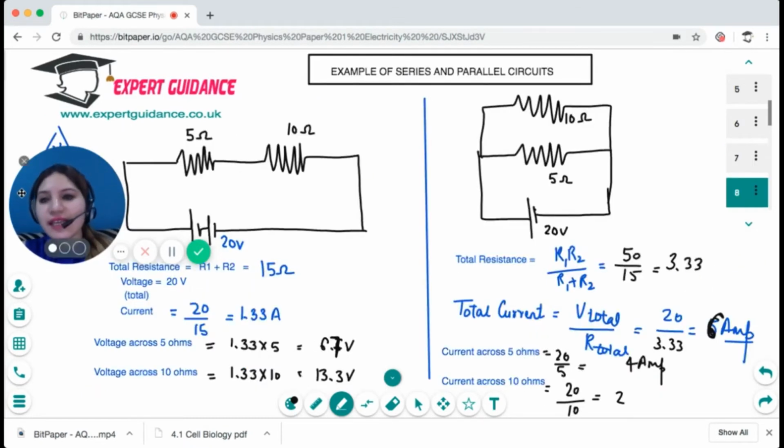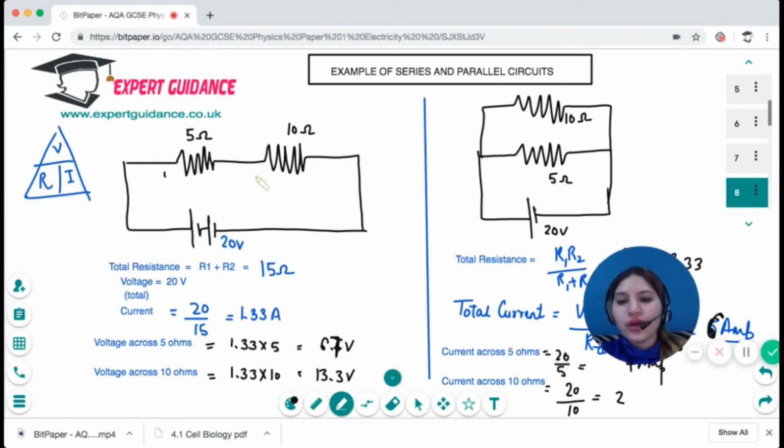Now, let's take an example. These two resistances are given to you, 5 and 10 ohms, with 20 volts. Case 1 is a series circuit, and case 2 is a parallel circuit. So the total resistance in case 1 will be 15 ohms, the sum of these. The voltage is 20 volts. So the current flowing across each component will be voltage over resistance. So 20 over 15 is 1.33. So we have 1.33 amps flowing across each resistor. Now we know potential difference is current times resistance.